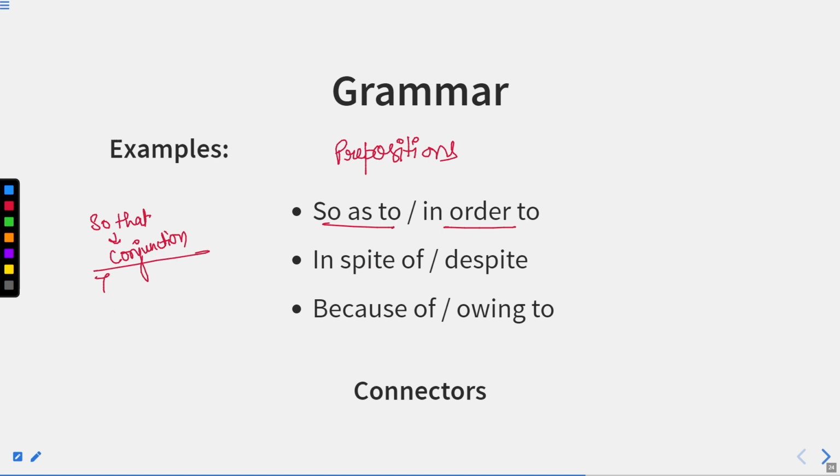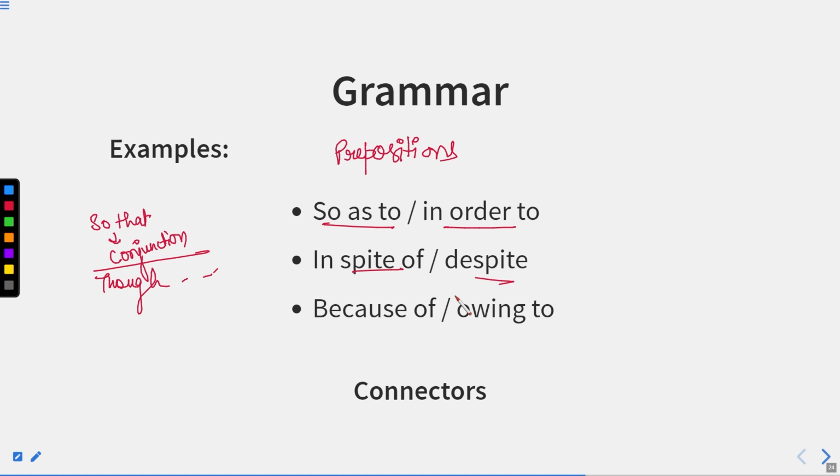There we use though, although, even though, and so on. But here we are using in spite of or despite. Now with in spite, we need to add the preposition of. It is important, it is necessary.